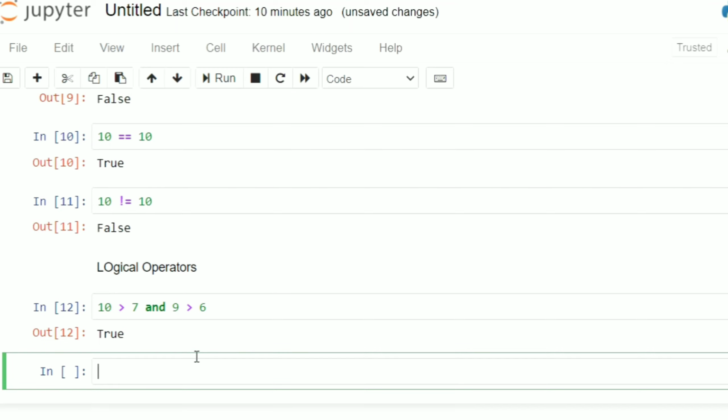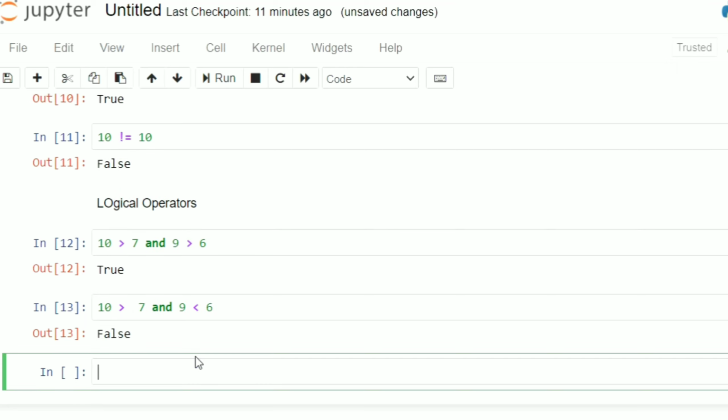But if I write the same condition, 10 greater than 7 and 9 less than 6, you can see in this case 10 is greater than 7, this condition is true, but 9 less than 6, this condition is false. So if one of the conditions is false, in the AND operator the whole condition will be false, that's why the answer will be false.